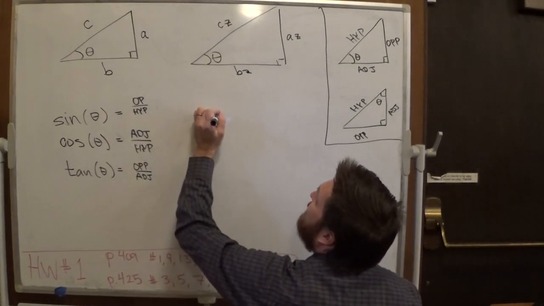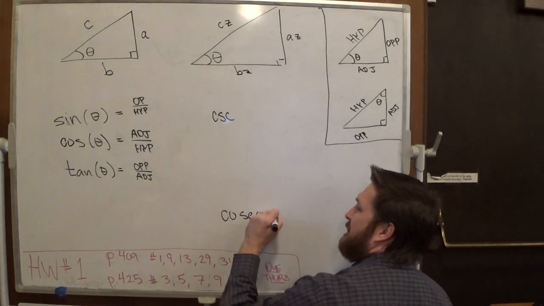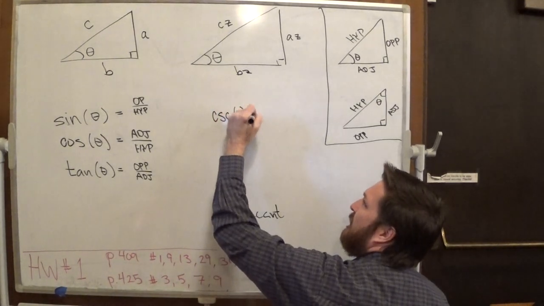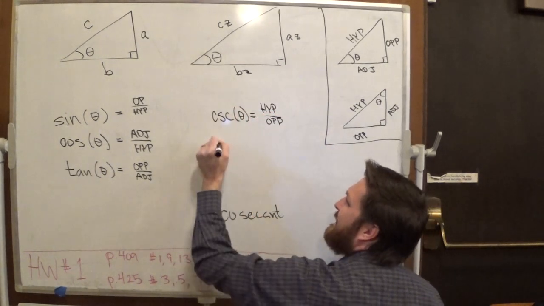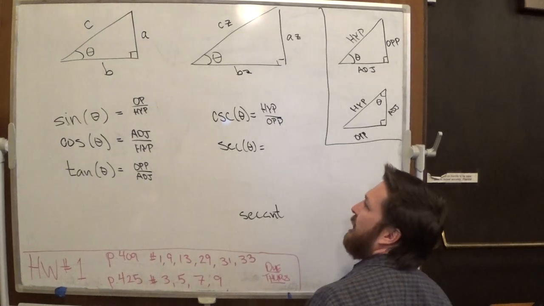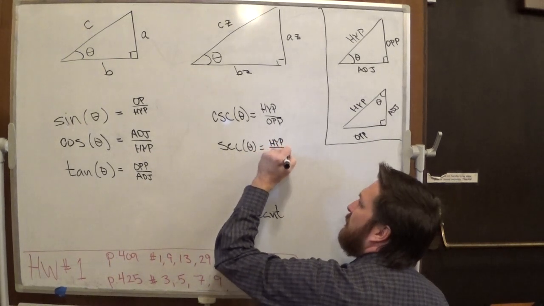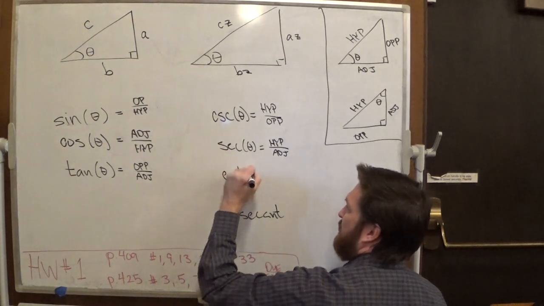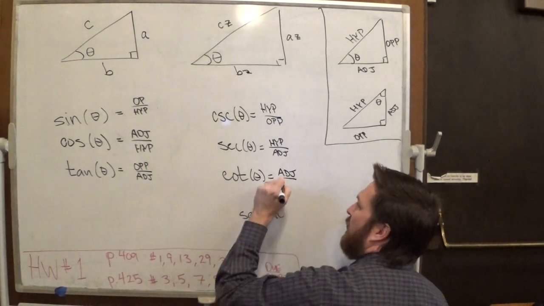The reciprocal of sine is cosecant, and we abbreviate it as CSC. Cosecant theta is then hypotenuse over opposite. Secant theta, so instead of co, you have secant theta, is hypotenuse over adjacent. And then cotangent, abbreviated COT, cotangent is adjacent over opposite.